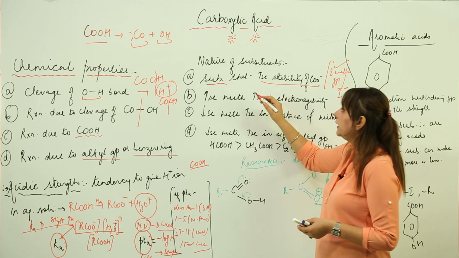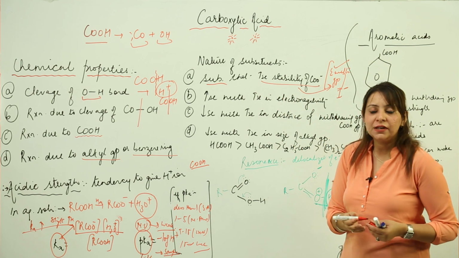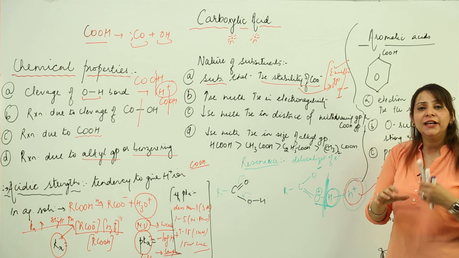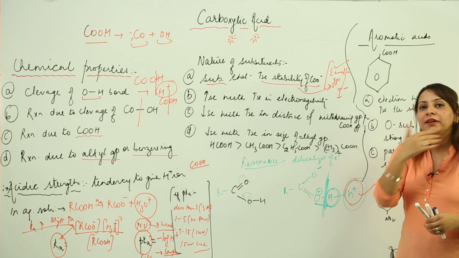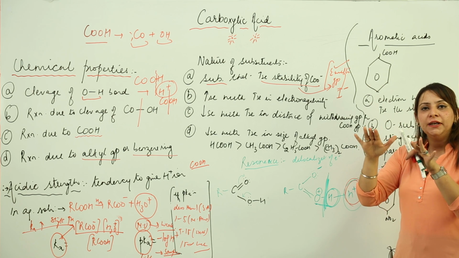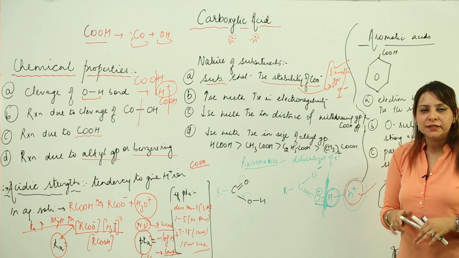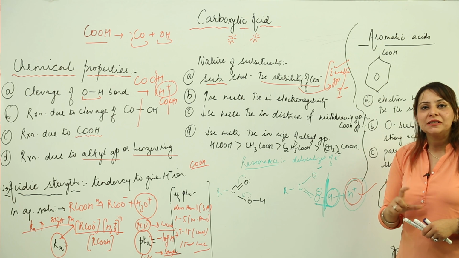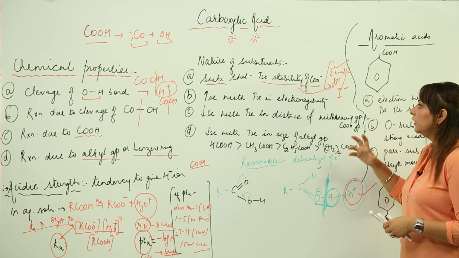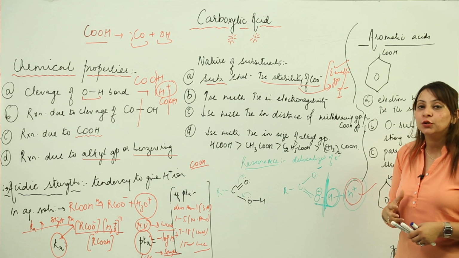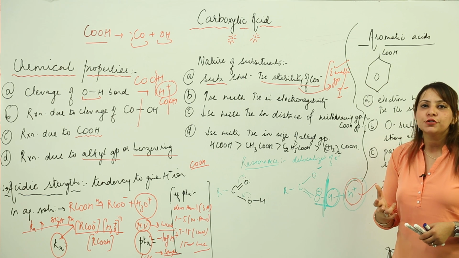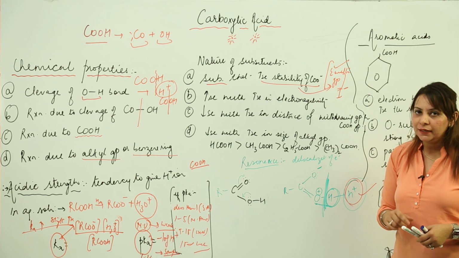Only the electron withdrawing group does this. Otherwise, if we have an electron releasing group, it will increase the negative charge and the carboxylate ion will be less stable. So any substituent which increases the stability of the carboxylate ion increases the acidic strength. What are those substituents? They are the electron withdrawing groups, or the groups which show a minus I effect.